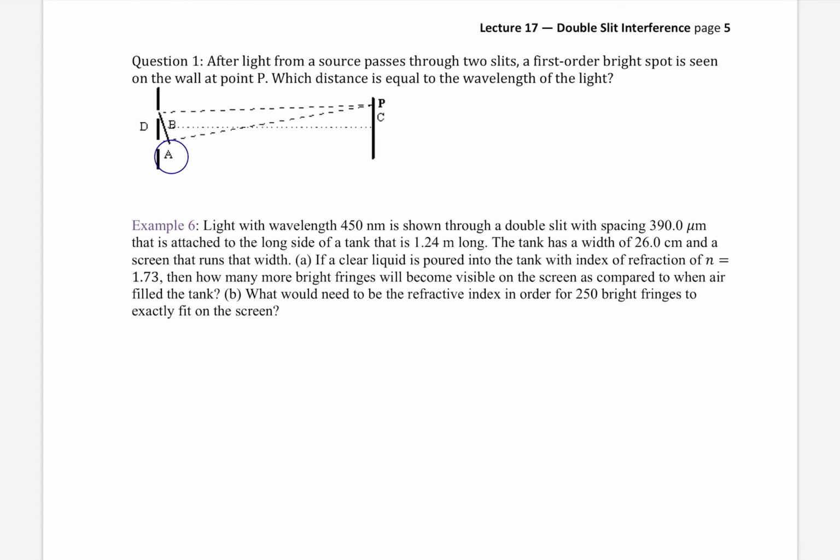It's A, right? Because A is the path length difference, which is exactly m lambda. And here that's just lambda because m is 1, because it's the first bright spot. And that's only true because of the parallel ray approximation, because we're assuming that we can just subtract this length from this length to get this little difference in here.